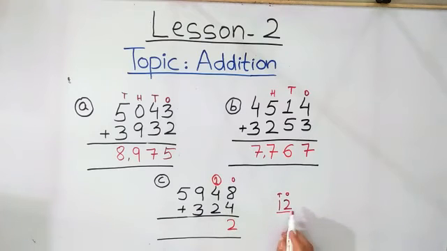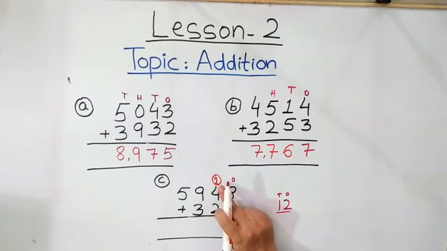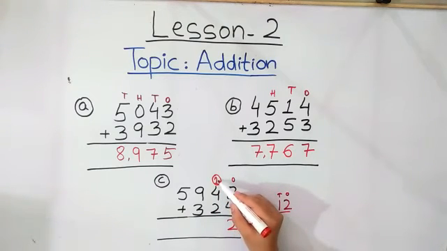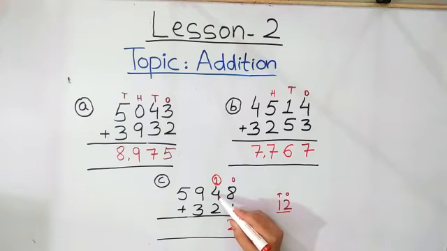So here the addition was 12, so 1 must be a carry for the digits at the place of tens. Now the digits at the place of tens are three, and we have to add these three numbers. 1 plus 4 is 5. 5 plus 2 is 7.